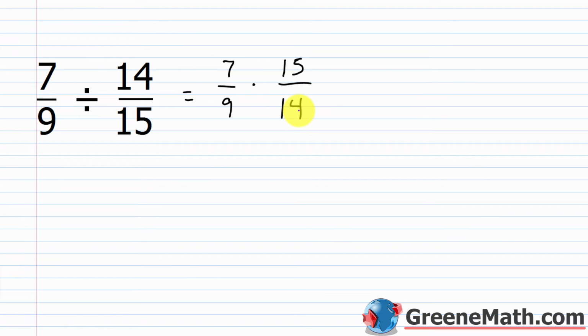Between 7 and 14, I have a common factor of 7. So this will be 2 and this will be 1. Between 9 and 15, I have a common factor of 3. So this would be 3 and this would be 5. So now if I multiply here, 1 times 5 is 5, over 3 times 2, that's 6. So I get 5/6 as my answer.